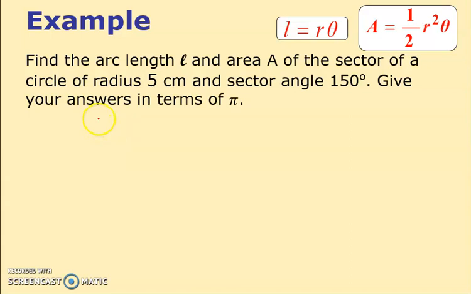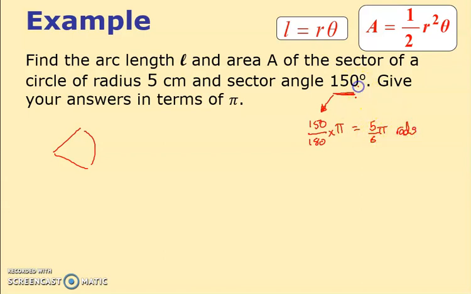And there are other versions of it. Find the arc length L and the area A of a sector of a circle of radius 5 this time. And this time it says the angle is 150 degrees. Well, the first thing I want to do on this one is change 150. I'm going to divide it by 180 and times it by pi. And basically that tells me that 150 degrees is 5/6 of pi when you change it into radians. So that's how many rads I've got.